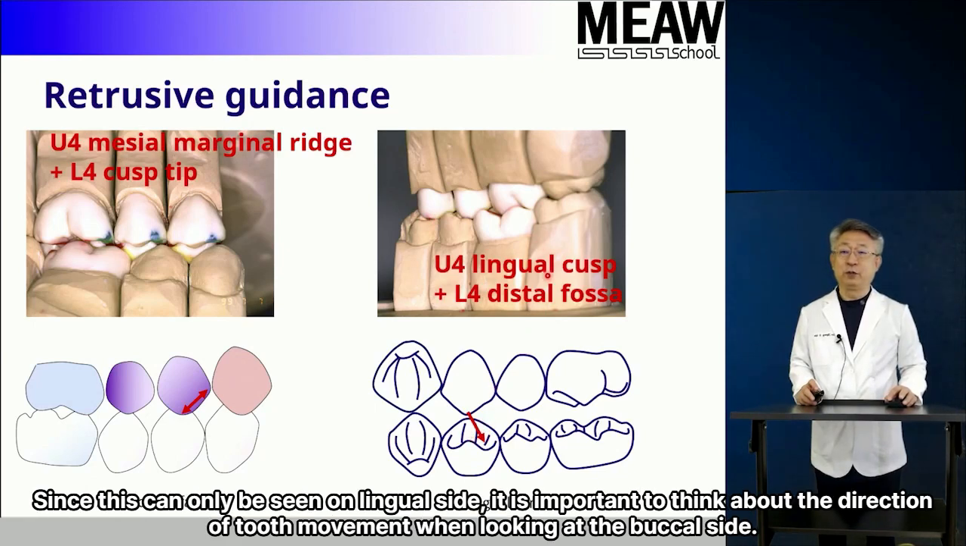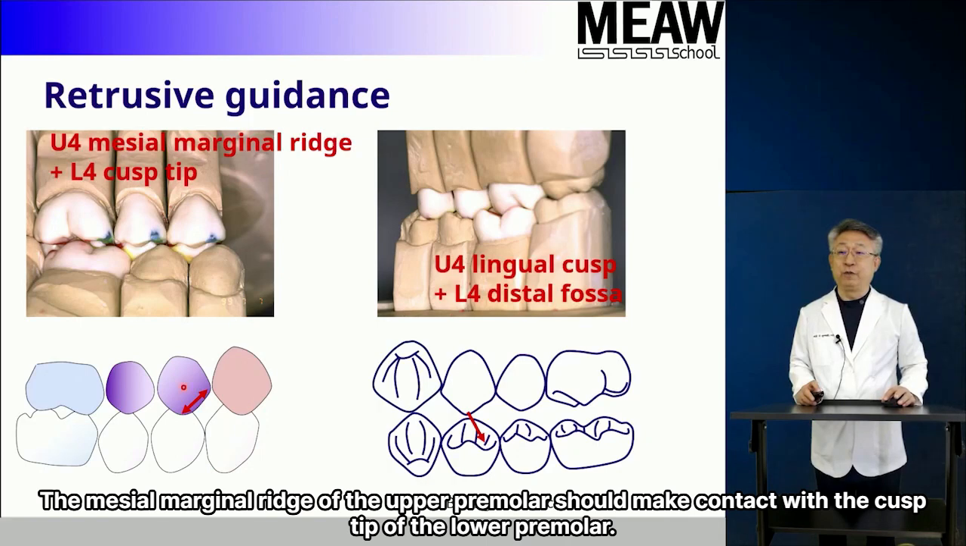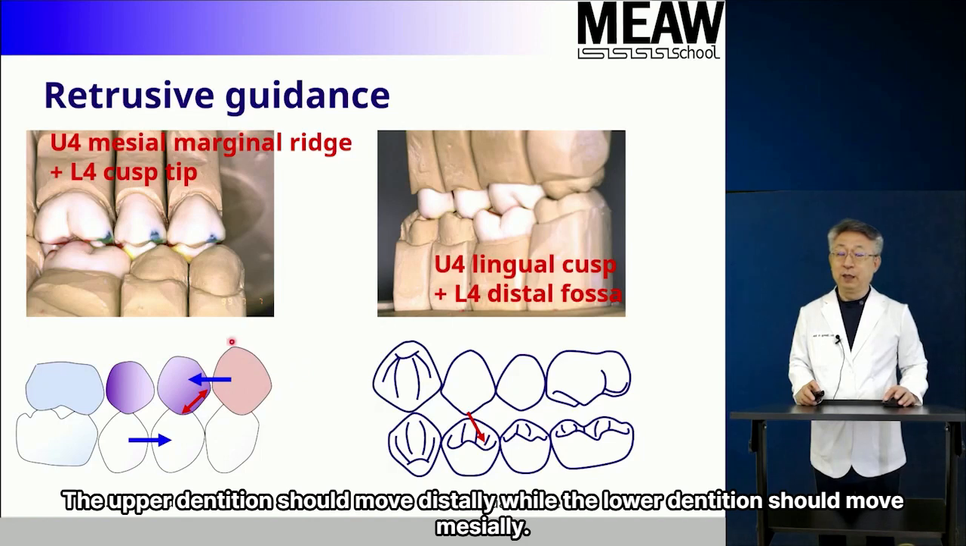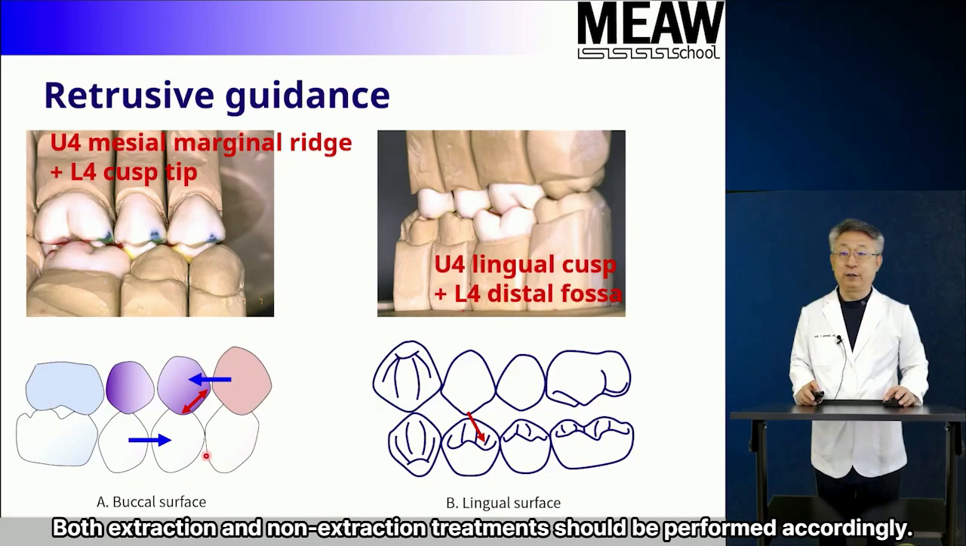Since this can only be seen on lingual side, it is important to think about the direction of tooth movement when looking at the buccal side. The mesial marginal ridge of the upper premolar should make contact with the cusp tip of the lower premolar. Then how should the teeth move in order to form this relationship? The upper dentition should move distally, while the lower dentition should move mesially. Both extraction and non-extraction treatments should be performed accordingly.